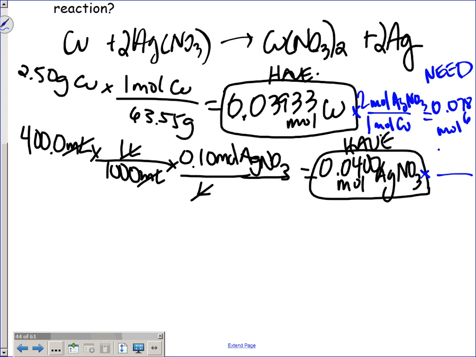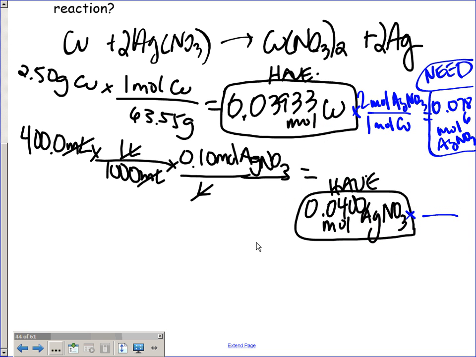0.0786 moles of silver nitrate. Okay? I'm really squeezing it on the board here. I need 2 smart words. Okay, so that's how much you need of the silver nitrate, and then comparatively, you do the same exact process, except what do you do with the coefficients here.